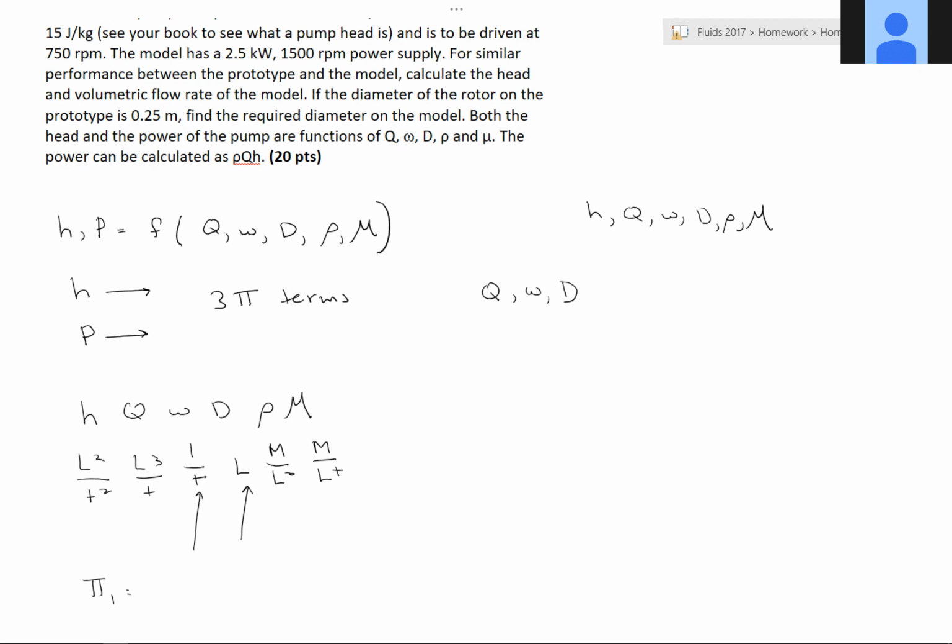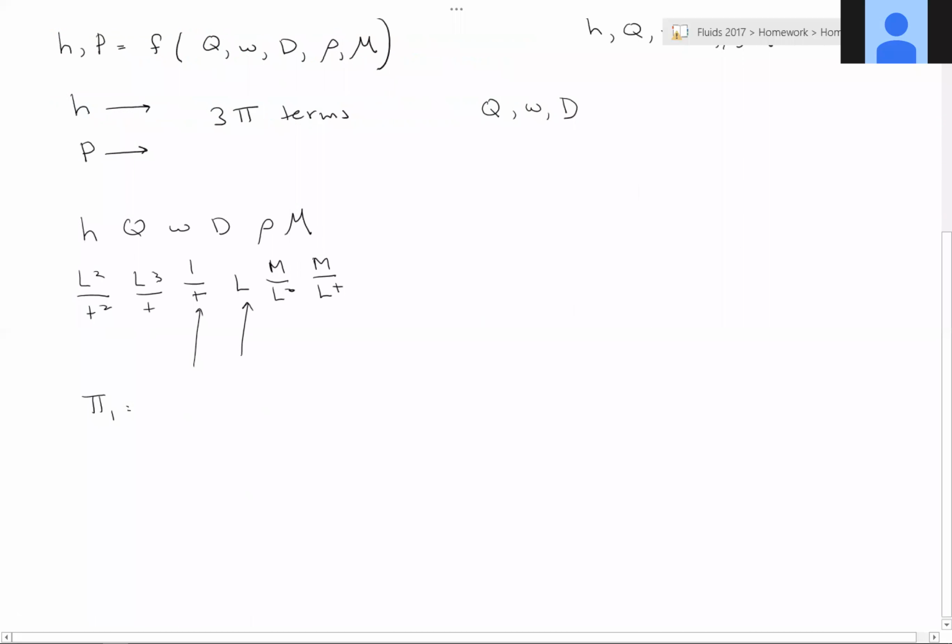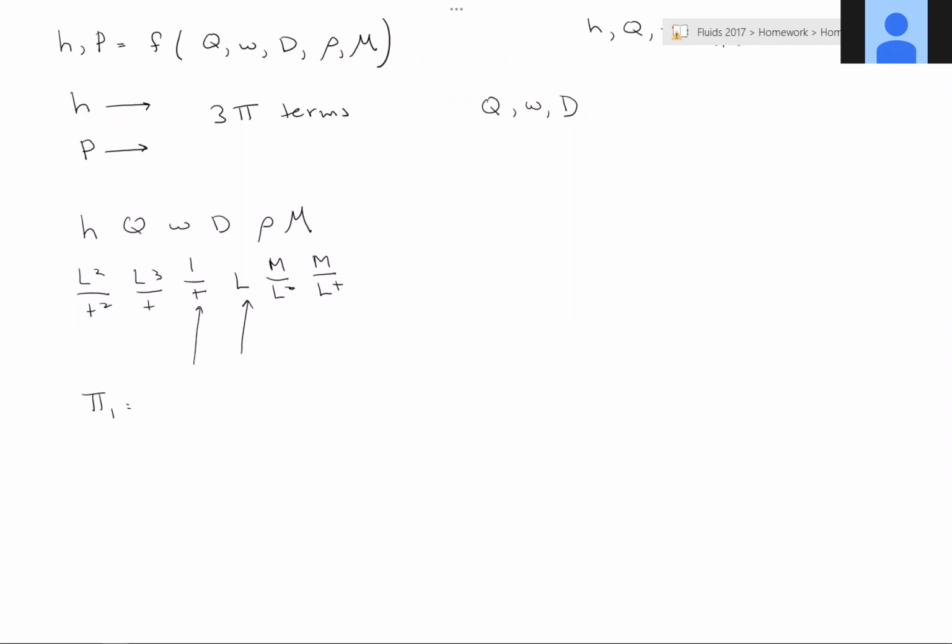All right. So we have our pi 1, and because you're going to have to do the work for this anyway, I'll show you what the 2 pi's are. One of them is equal to H over omega squared D squared.